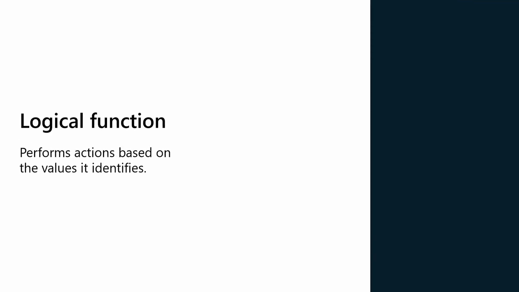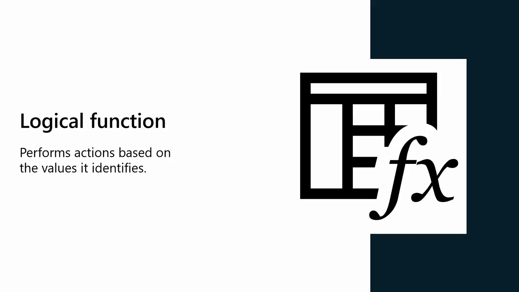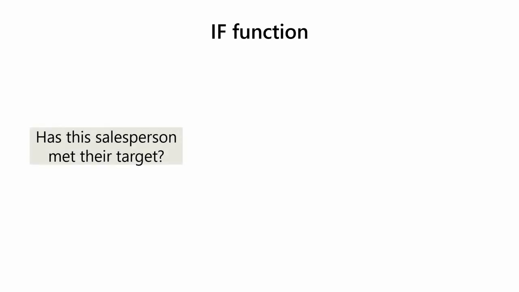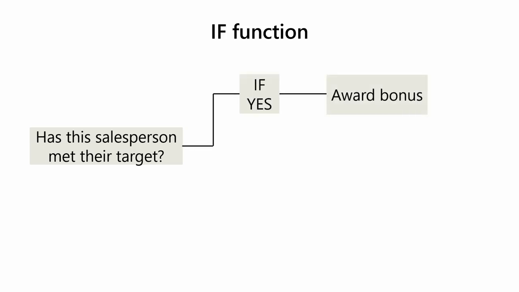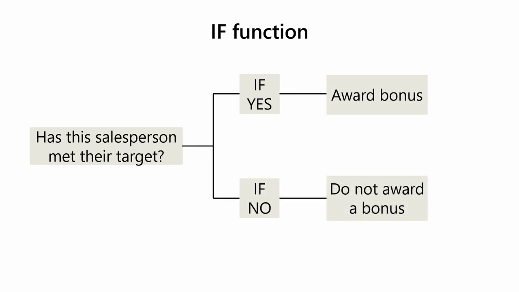You can use logical functions to ask yes or no questions about your data. If the function returns yes as its answer, then you can direct Excel to perform the required action. However, if the function returns an answer of no, then Excel can be directed to perform a different action. For example, you can direct AdventureWorks' if function formula to ask the question, has this salesperson met their target? If the answer is yes, then they'll be awarded their bonus. If the answer is no, then they're not awarded a bonus.